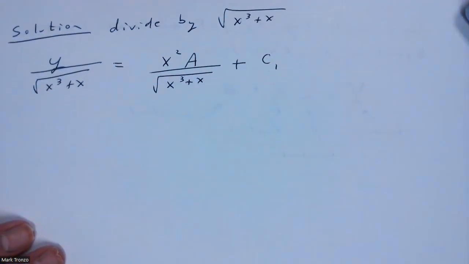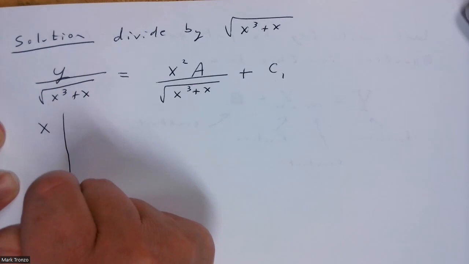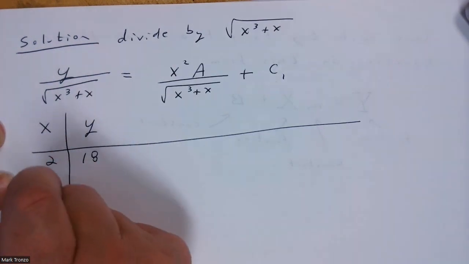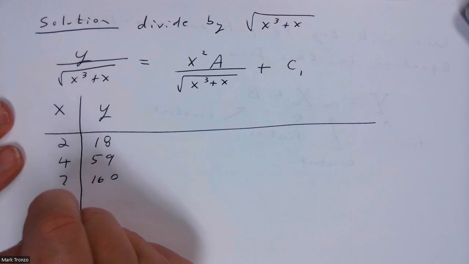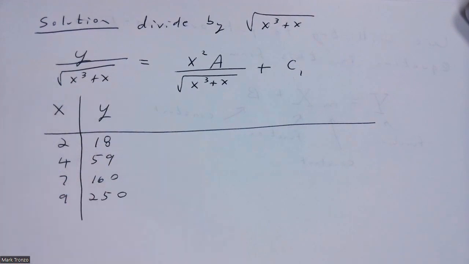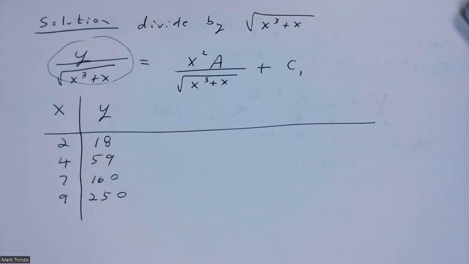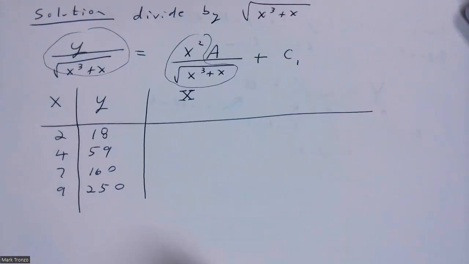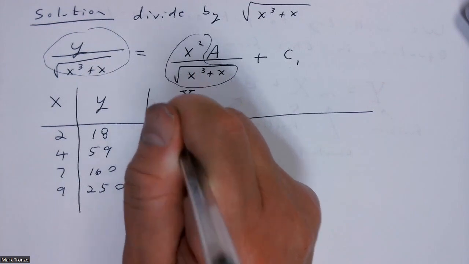And then so now, let's go ahead and make our table. The original data had small x, small y: 218, 459, 7160, 9250. And so again, what I've done here then, oh yeah, and then so this is going to be our capital Y, and this right here will be our capital X. Let me put those down. And so that'll be these values here. And I'll just kind of write them here so I don't mess the paper up too much.